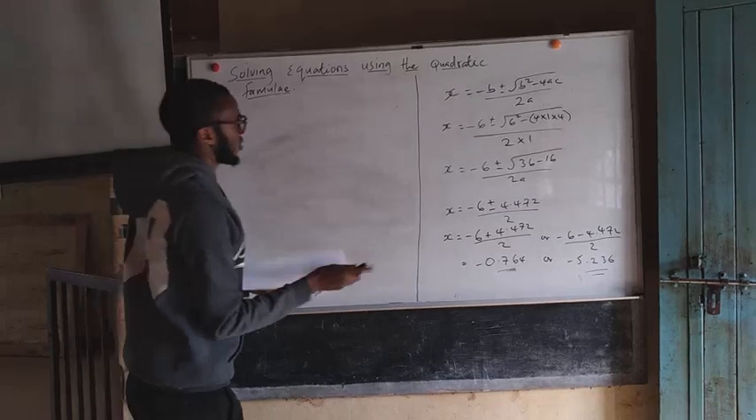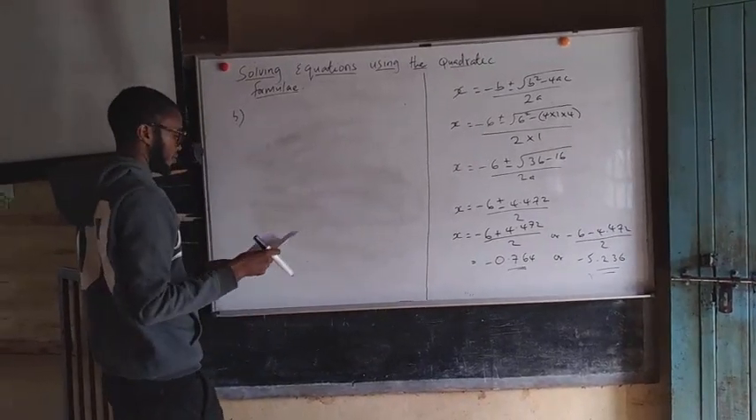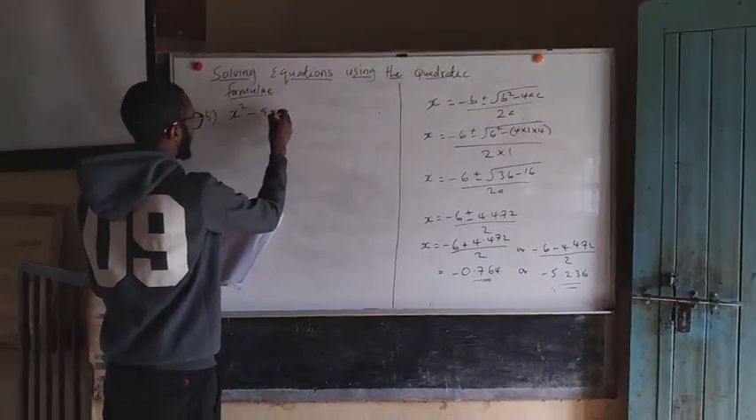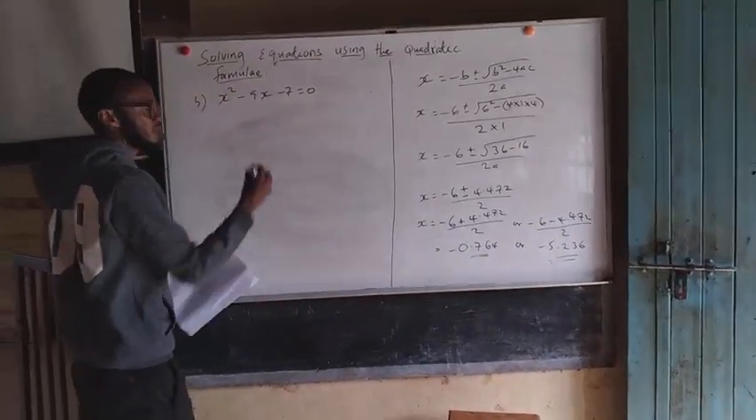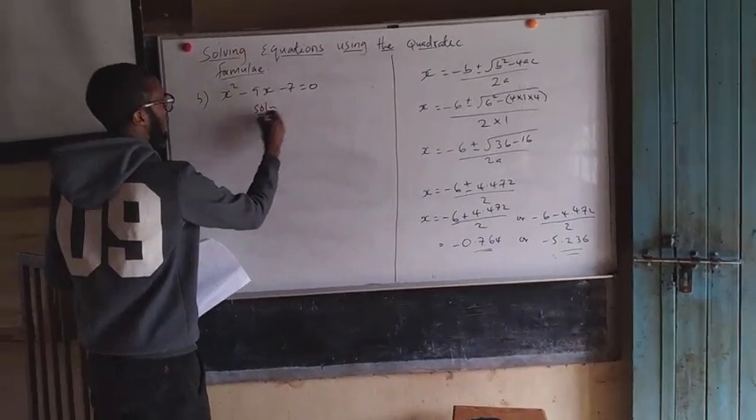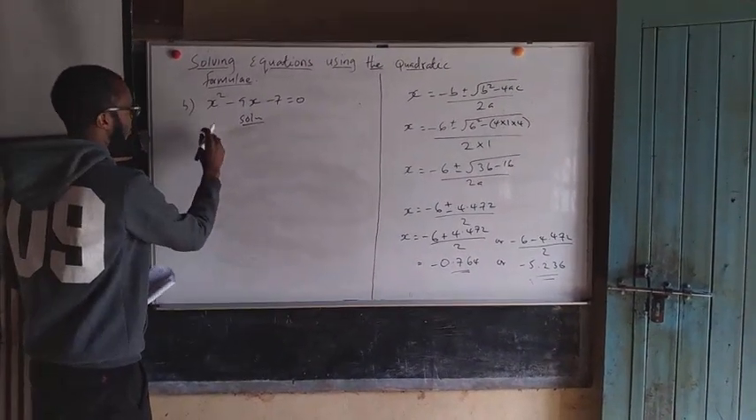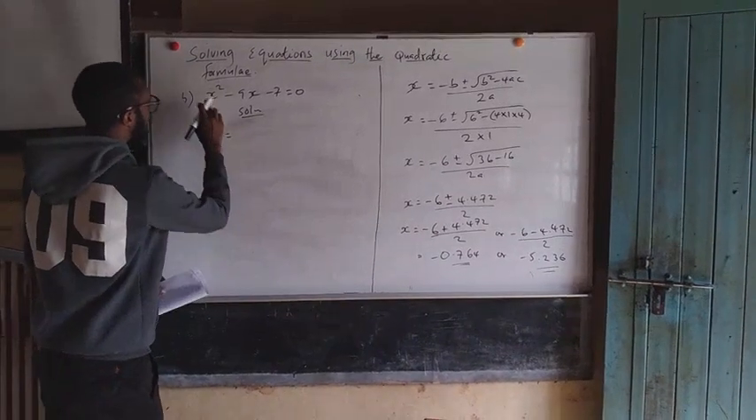So we are going to solve this one: x squared minus 9x minus 7 is equal to 0. So we say solution, and then we ascertain the values of a, b, and c here. The value of a will be 1.